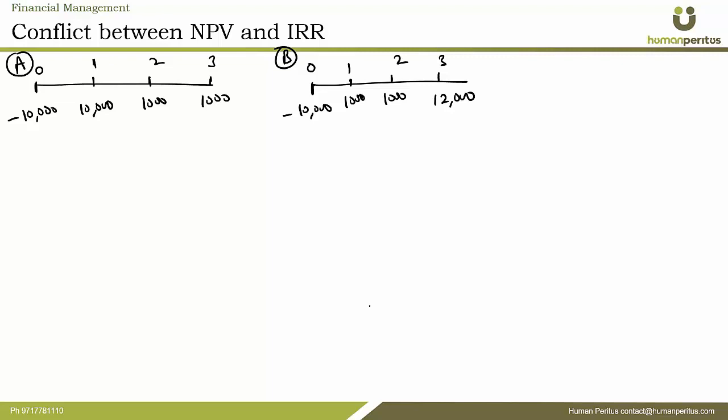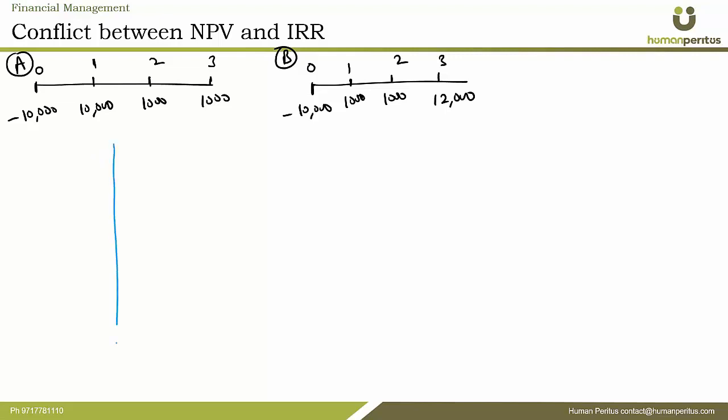Of course this will have a conflict in NPV and IRR. Why? Because this is a timing problem. In project A I'm getting most of the cash flows early in the project. In project B I'm getting most of the cash flows later in the project. Therefore the conflict is likely to occur. So now let us understand why this conflict happens. Let us understand it through a graph, through the NPV profile.